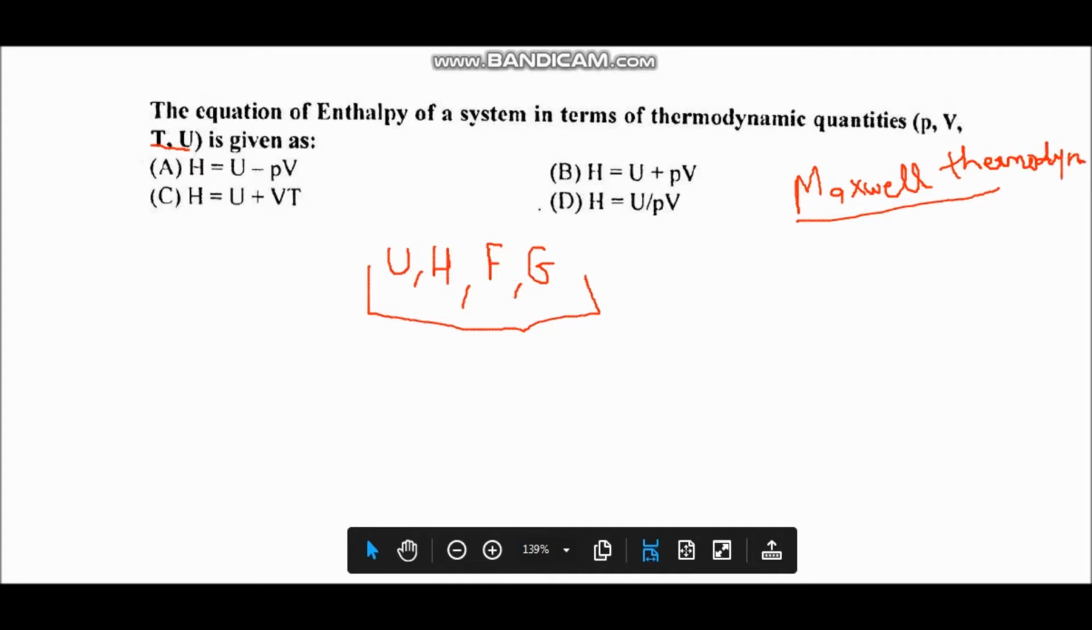Out of these 4 quantities, this is enthalpy. Enthalpy is equivalent to the total heat content in the system, and it is equal to the sum of internal energy and the product of pressure and volume. So the expression is H equals U plus PV. So option B is right.